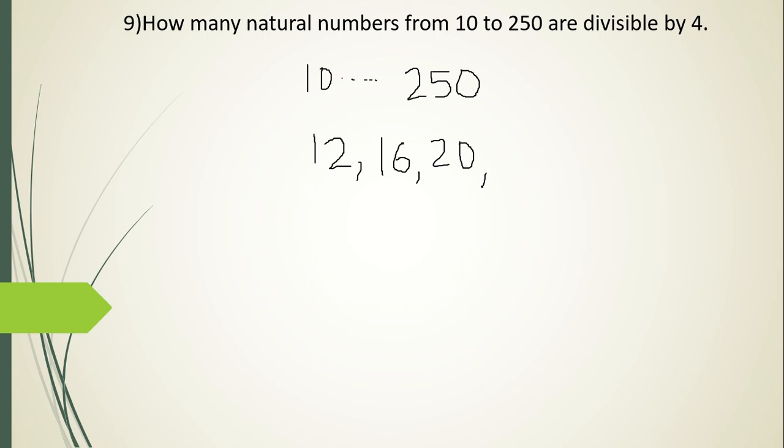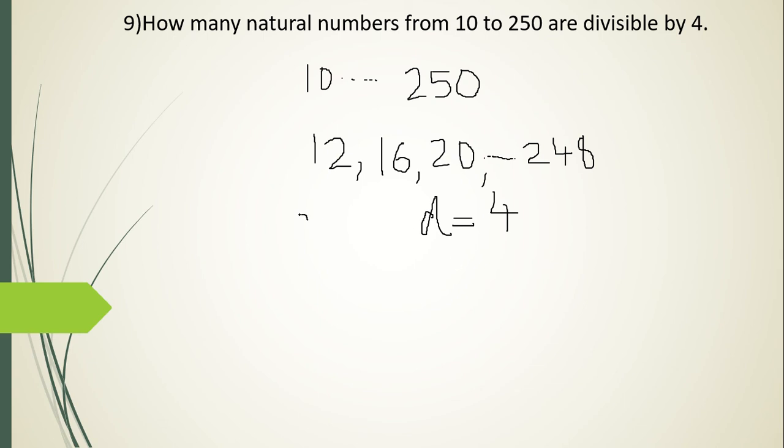Okay. And the last number divisible by 4 is going to be 248 of the sequence. So 12, 16, 20 and 248 is the last number. Now we know that this is an AP because the difference D is constant. They are all divisible by 4, right? So the difference is going to be 4, which is a constant number, right?